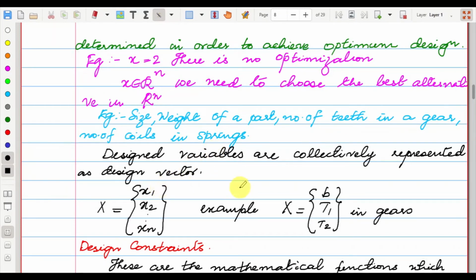Design variables are collectively represented as design vector. This design variables means decision variables.